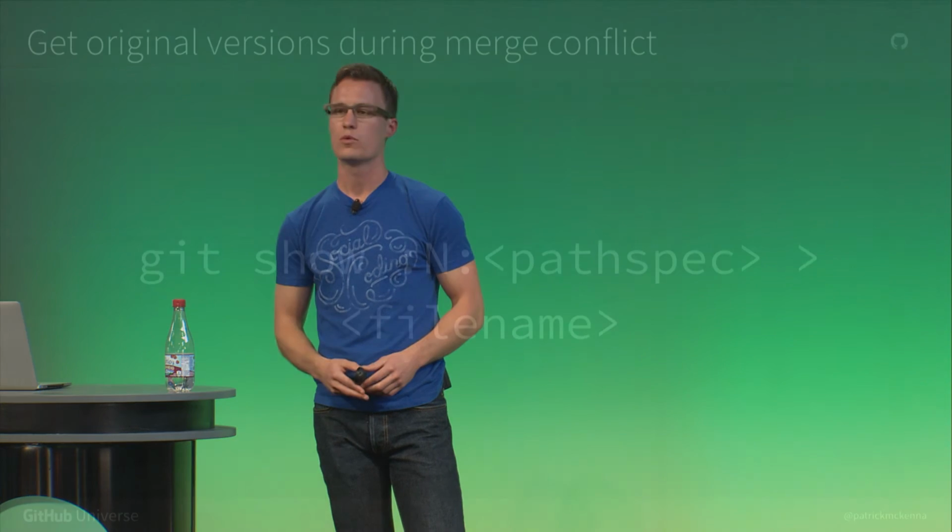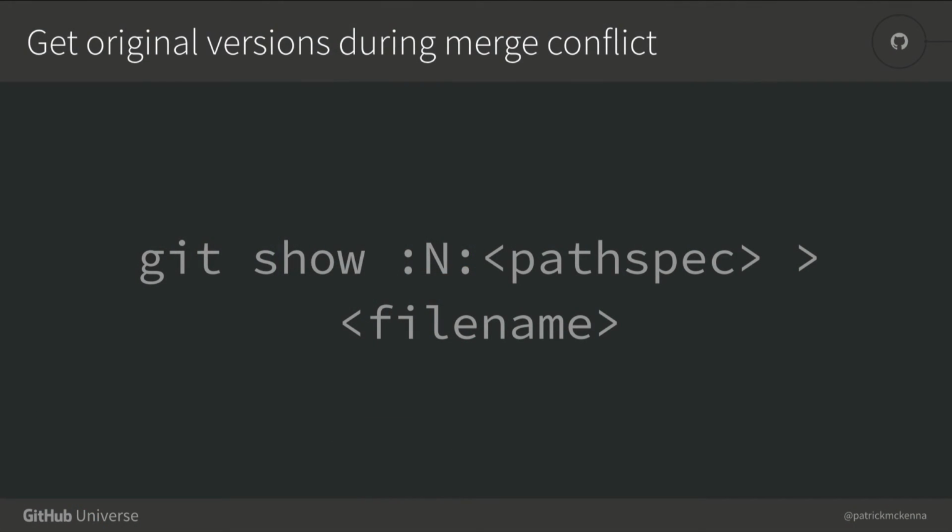So 2 would be, if you were to replace n with number 2 right there, what you would get is the version of the conflicted file as it exists on the branch you're on before that merge conflict. Number 3 would be from the branch you're trying to merge in.